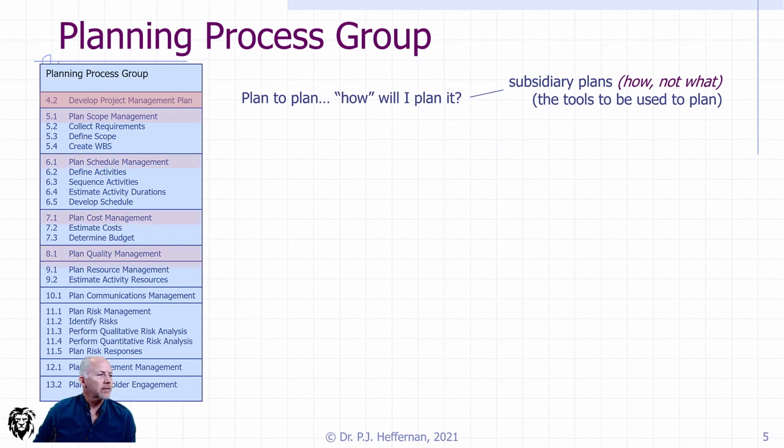So what are those subsidiary plans? Well, if you look down this chart, this column, we see the top line in each of the knowledge areas is labeled plan. So we have plan scope management, plan schedule management, plan cost management, plan quality management. These are all the subsidiary plans that are incorporated into the planning process group. So you would expect to see an appendix for each of these that would lay out how you are going to do each of those within the project.